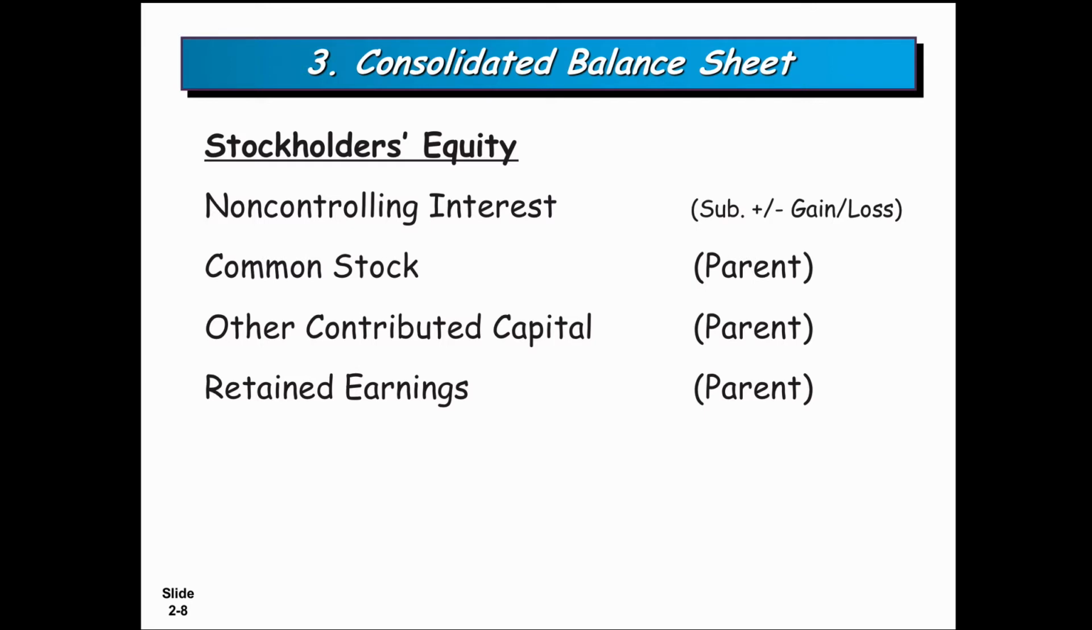For common stock, other contributed capital or additional paid-in capital, retained earnings, we put only the amounts for the parent company. So here we remove the amounts of common stock, other contributed capital, and retained earnings of the subsidiary because the subsidiary shares don't exist anymore.